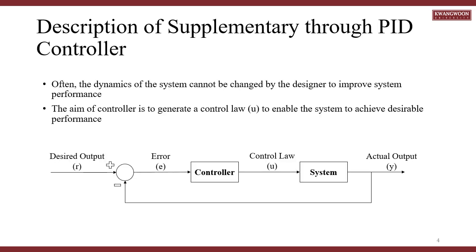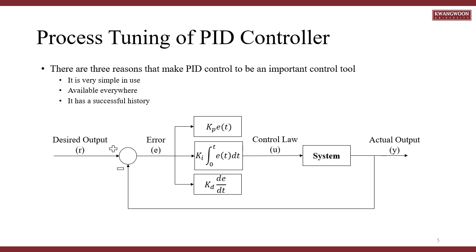In this slide, we will discuss PID control. The dynamics of the system cannot be changed by the designer to improve system performance, so we need a controller. The aim of the controller is to generate a control law to enable the system to achieve desirable performance. There are three reasons why we need to tune PID control. First, it is very simple to use and available everywhere, and it has a successful history. So PID control is important because of that reason.